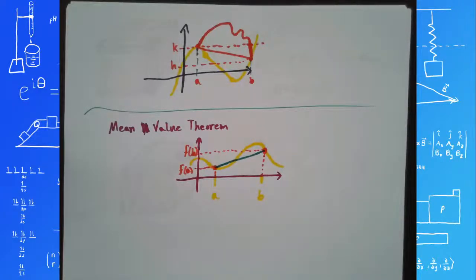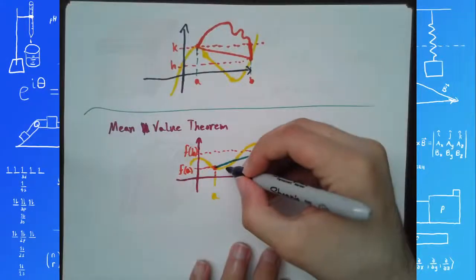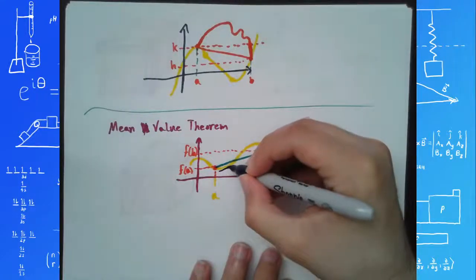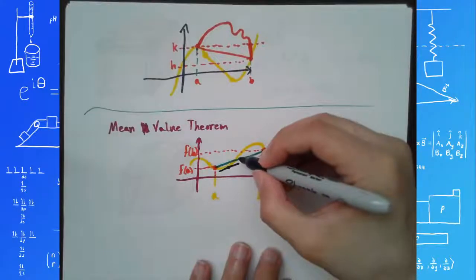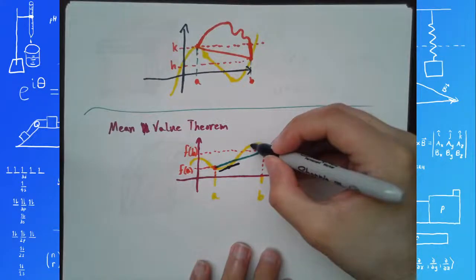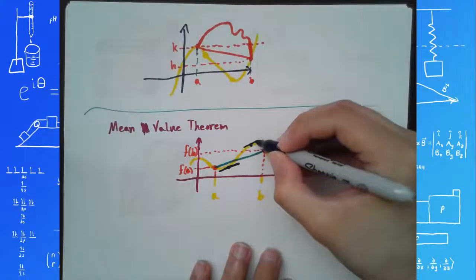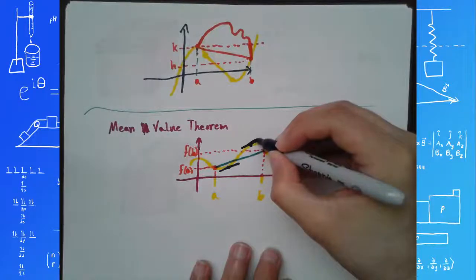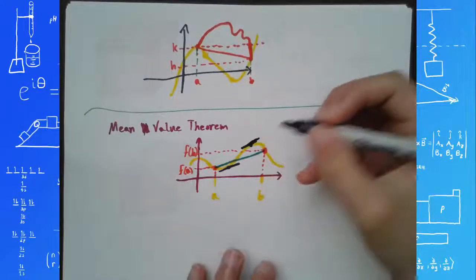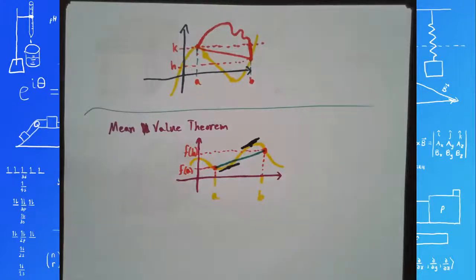So let's see, I can actually spot it. One of them seems to be about there. That's parallel to the green. And the other spot seems to be about here. I drew that a little off so it doesn't look too parallel, but if you take my word for it.